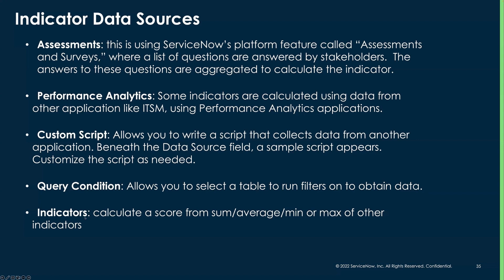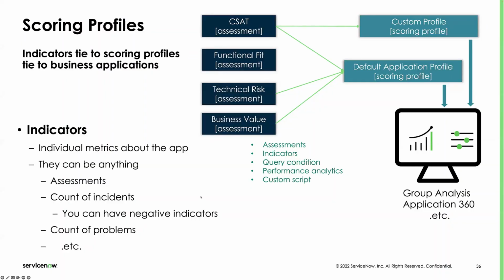And then we can have an indicators data source, which will use a set of other indicators to create a single score. So for example, you might have a set of indicators for incidents, problems, and change, and then have a final indicator, which is operational indicator. It rolls up or sums up all of the incidents, problems, and change. That's actually one of the out-of-the-box ones.